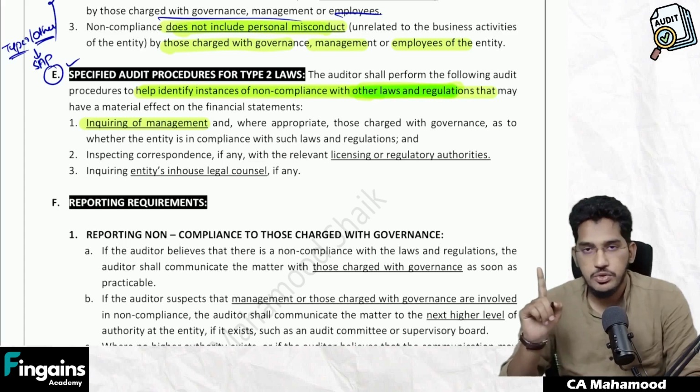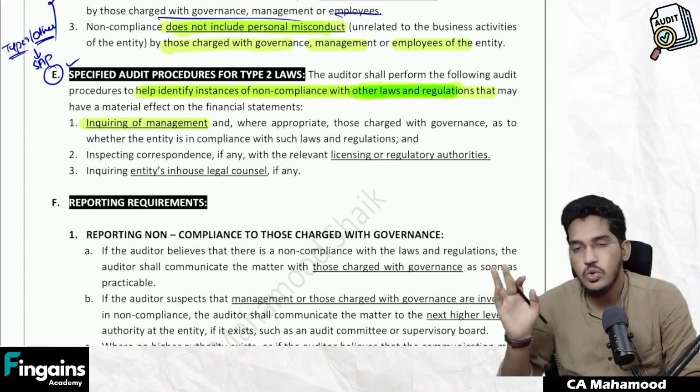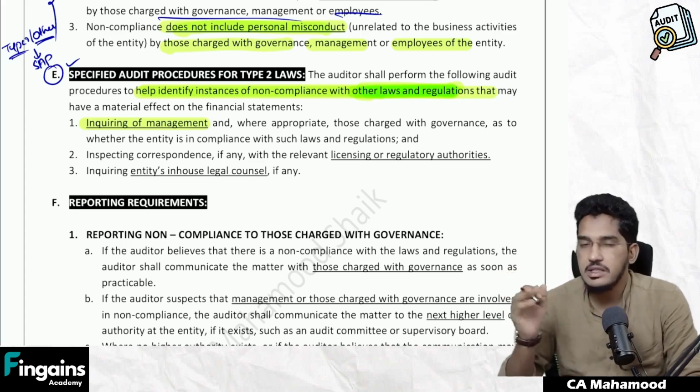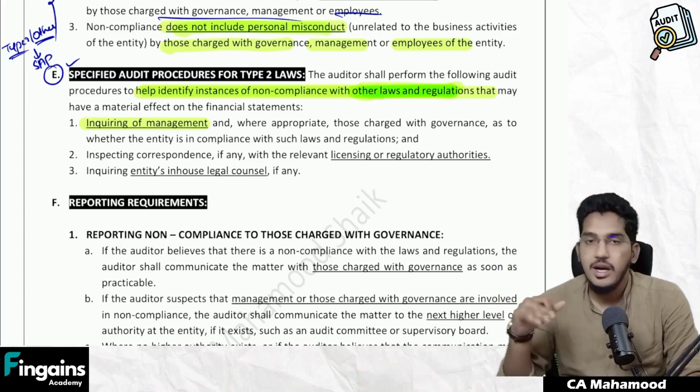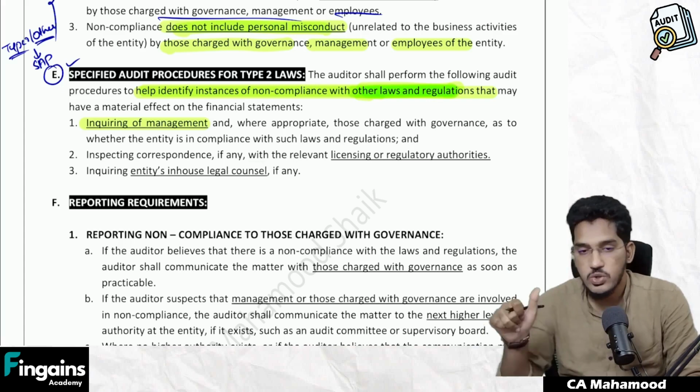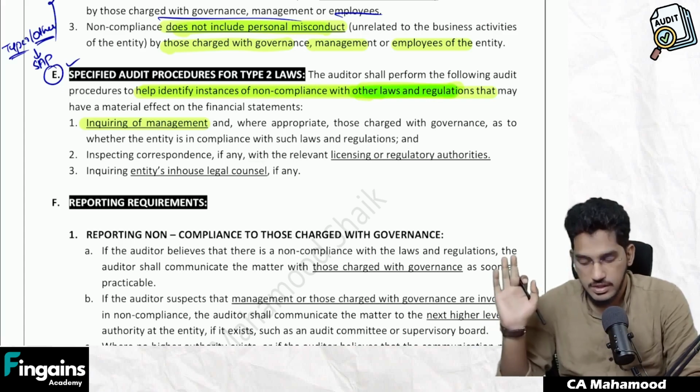So the first thing you should do, regarding type 2 laws and regulations, is go to the management and inquire with them. Ask them the question: Sir, did you comply with all the type 2 laws and regulations? Did you make any non-compliances? First go and inquire with management and those charged with governance.